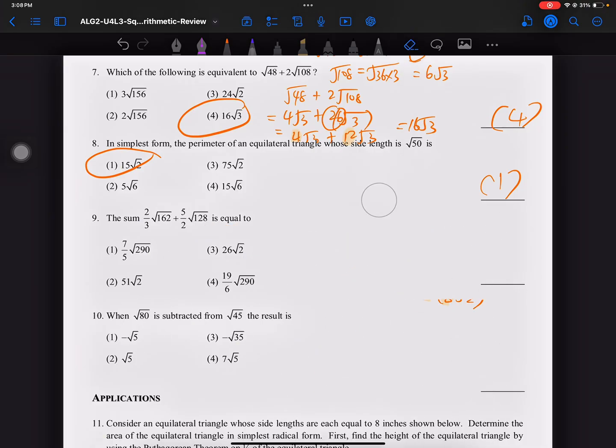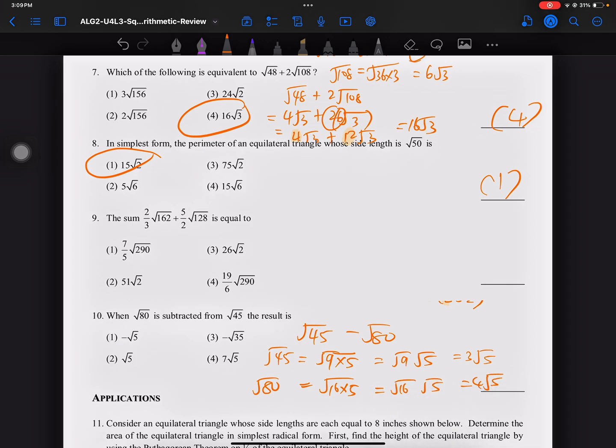When √80 is subtracted, meaning that √45 minus √80. Okay, we cannot subtract yet because the numbers inside the square roots are different. So we first simplify each radical. √45 is √9 times 5, which is √9 times √5, which is 3√5. √80 is 16 times 5, which is √16 √5, which is 4√5.